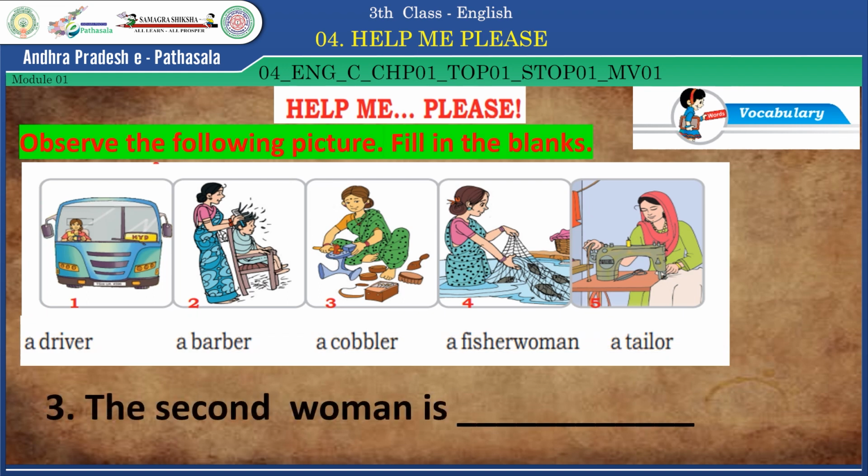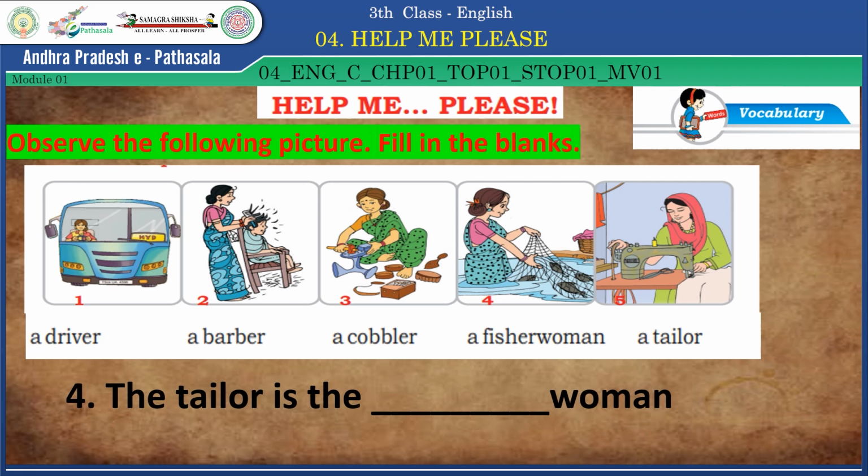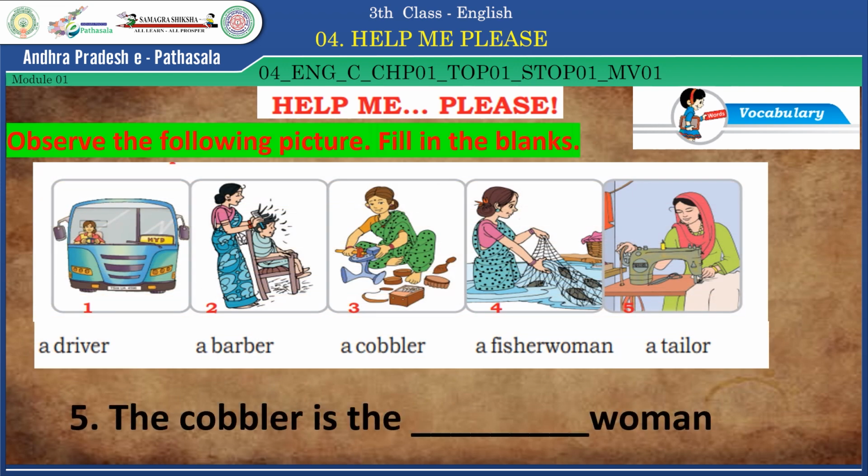The second woman is dash. Yes, you are right. A barber. The second woman is a barber. Well done, children. Let's move to the next fill in the blank. The tailor is the dash woman. Yes, you are right. Fifth woman. The tailor is the fifth woman. Well done, children. Let's move to the next question. The cobbler is the dash woman. Yes, you are right. Third woman. The cobbler is the third woman. Well done, children. Dear children, let's move to the next segment, that is grammar.